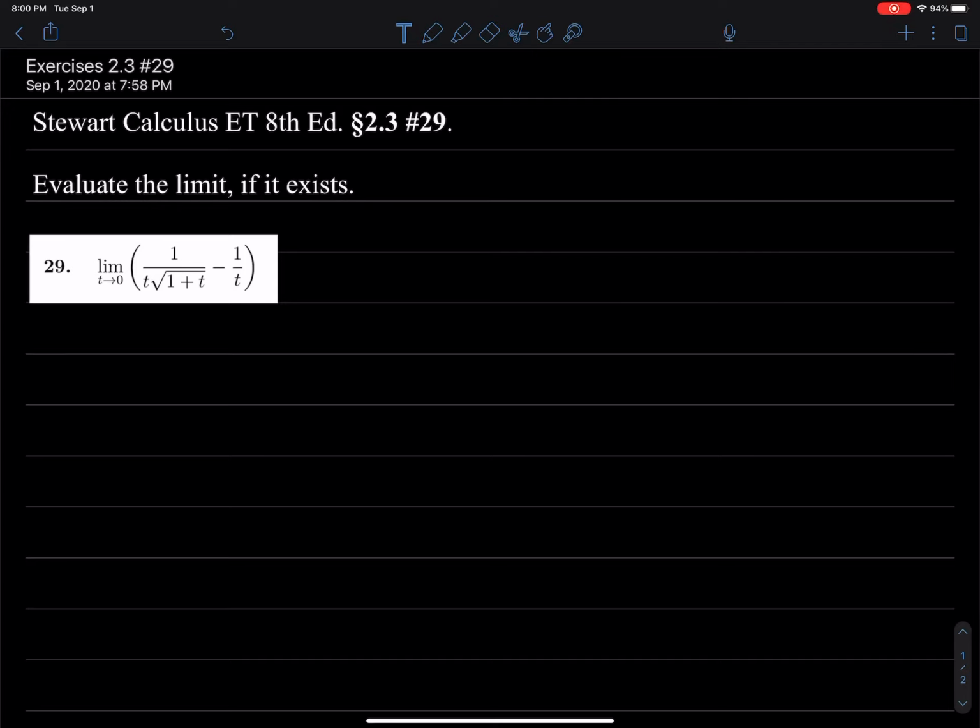Here what we have is a difference of two fractions. Typically what we want to do is create one single fraction so that we can do some of the tricks involved. This is a difference of fractions. In fact, the limit of each of those terms does not exist. The limit as t approaches 0 of 1 over t does not exist. But we'll see if we combine the fractions, we'll get some cancellations.